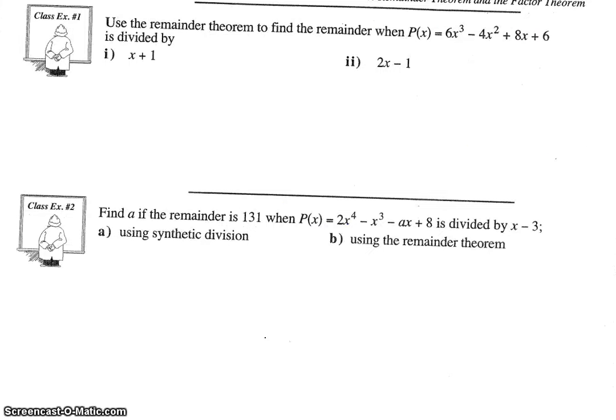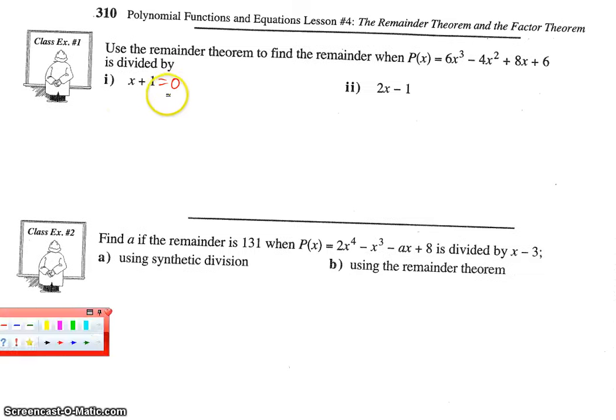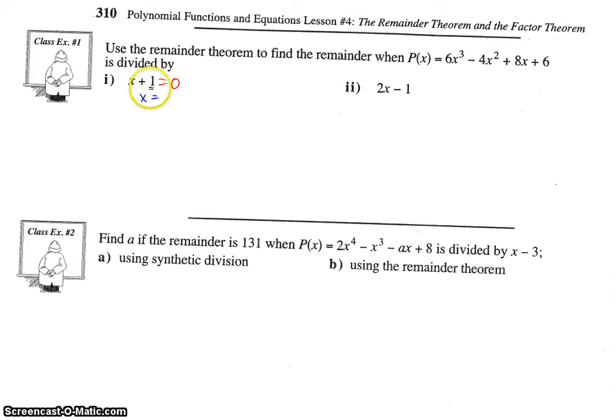Okay, so we're going to use the remainder theorem to find the remainder when p of x equals yada yada is divided by x plus 1. So make our divisor equal to 0. Hang on. Okay, so it's equal to 0. Solve that for x. So to solve that, subtract 1 to the other side. And then we have our polynomial function. Always write this down first, so that you can see what you need to sub in for.